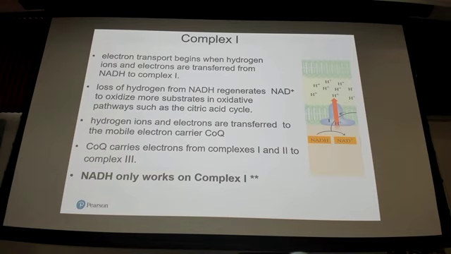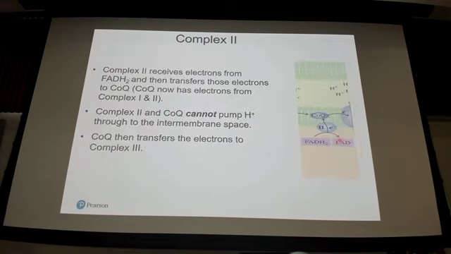So what happens in complex 1? NADH donates its hydrogen ions and electrons. Once the electrons are donated, that's going to cause a conformational change. The hydrogen protons are going to be pumped into the inner membrane space shown here. And then that NADH is oxidized to NAD. NAD is then able to pick up more electrons and hydrogen from another TCA cycle as well.